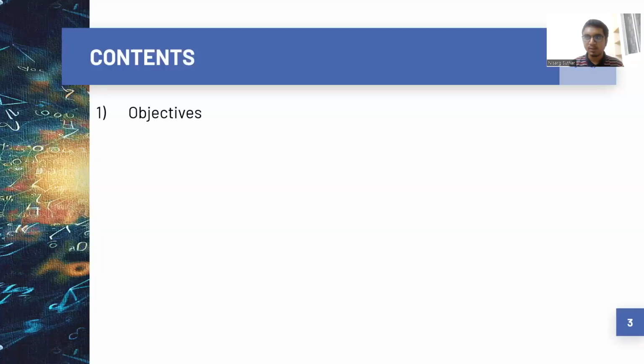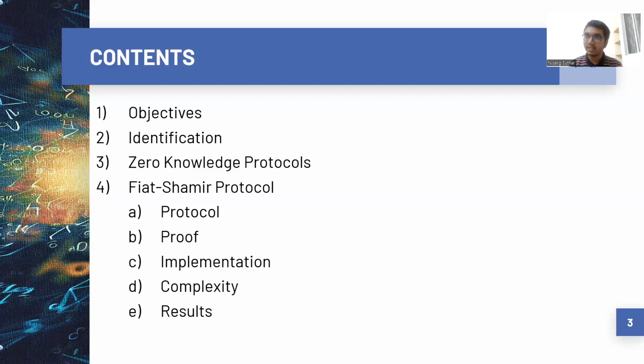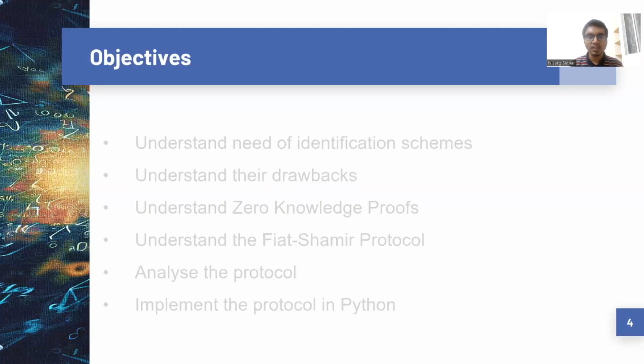So what we are going to cover. First of all, we will state our objectives. Then what is identification? What are zero knowledge protocols? The Fiat Shamir protocols and its subtopics, the smart cards, the extensions and future scopes of our project, and finally conclusions.